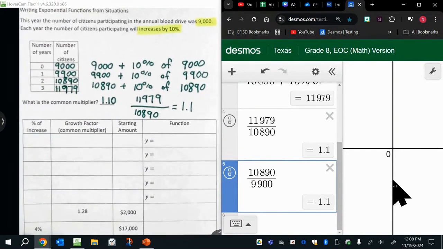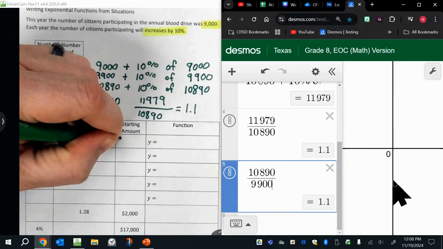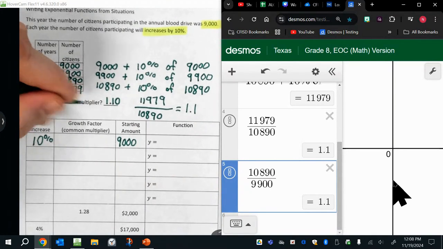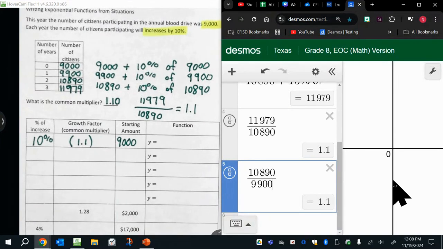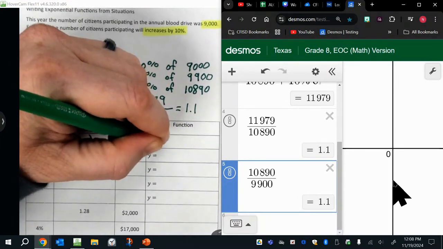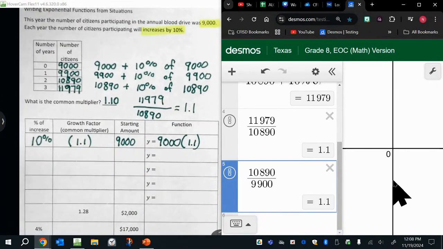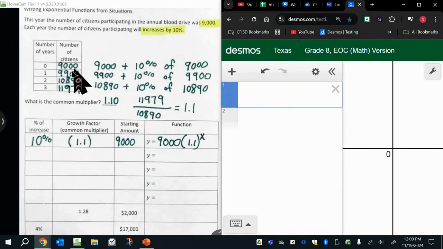So here's what we can say. If my percent of increase is 10%, my starting amount was 9,000. My growth factor, which is my common multiplier, is 1.1. So my equation will be this and this. So I'll take 9,000 times 1.1, and yesterday we talked about we will raise that to the power of x. So if I type this, it should give me that whole table over here.